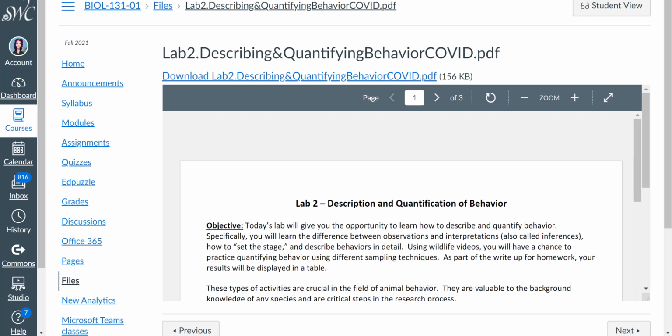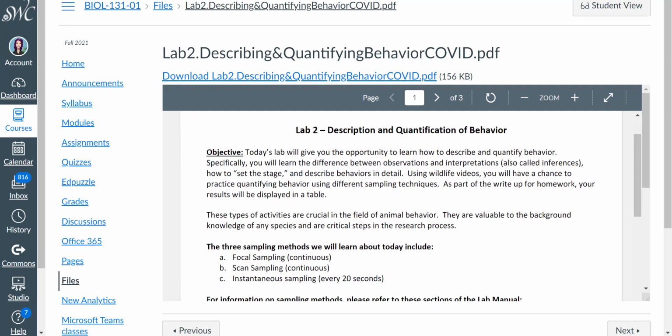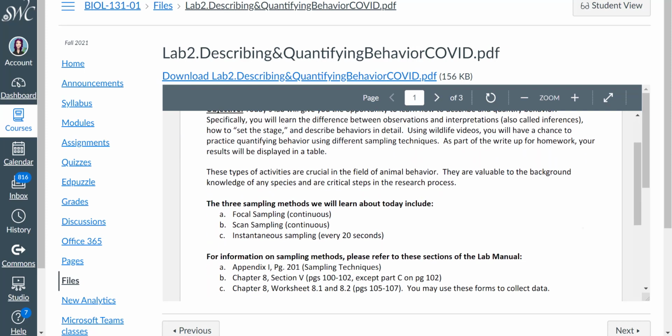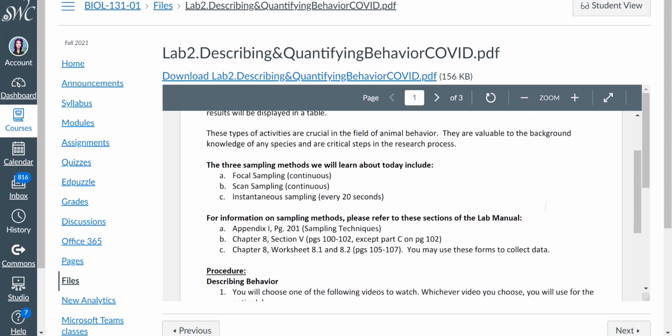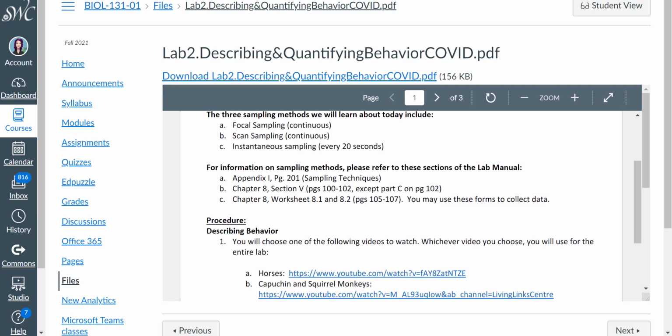This document has your instructions for how to complete the lab. Here are the 3 sampling techniques that you are going to get to practice today. If you would like more information, well, in fact, you'll need more information on these sampling methods, refer to these pages and chapters in your lab manual.